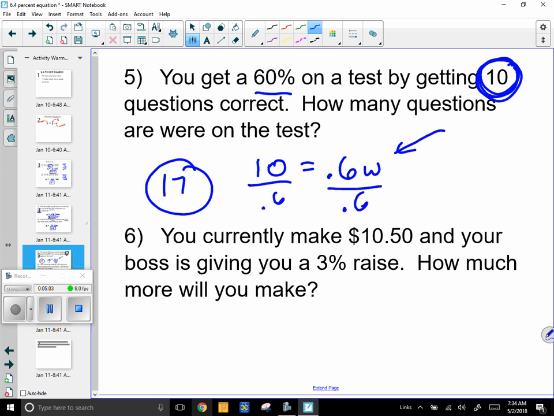You currently make $10.50 and your boss is giving you a 3% raise. How much more will you make? Well, $10.50 is the whole this time. So we're going to do 3%, 0.03 times 10.50. And that turns out to be, I think, 31.5 cents. But let me double check that. Yeah. So this gives you 0.315, which is 31.5 cents, which is not a great raise. 32 cents-ish. So if I was writing this as money, I would probably put 0.32 like that.